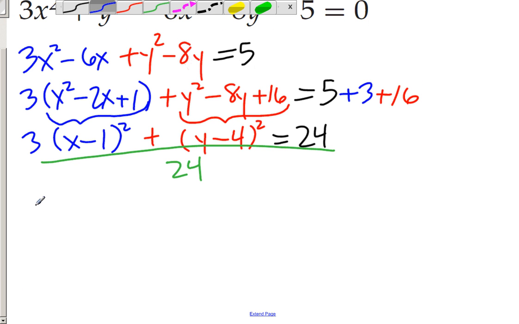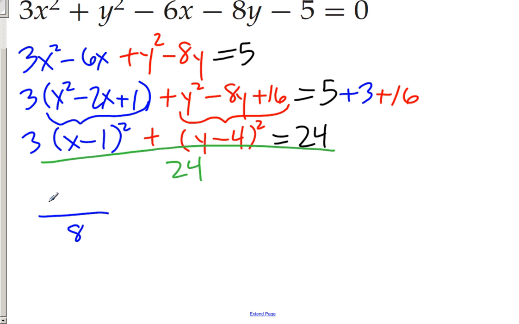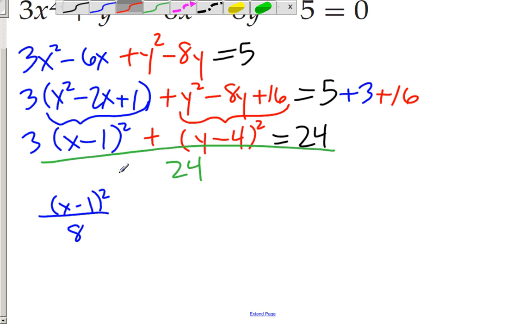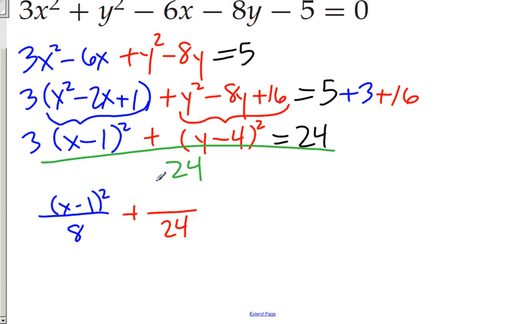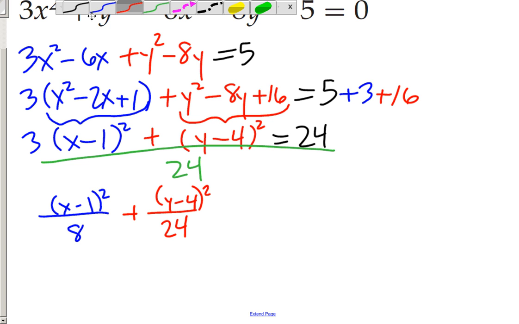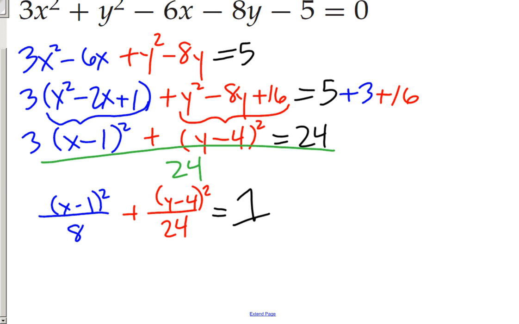All right. 3 over 24 reduces to 1 over 8, so that's an 8. Then x minus 1, and then you square it. Same idea for the y's. That's still a 24 on the bottom. That's still a y minus 4, and then quantity squared up top. And then equals 1.